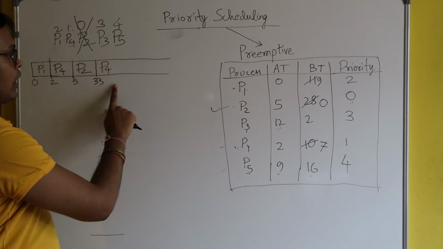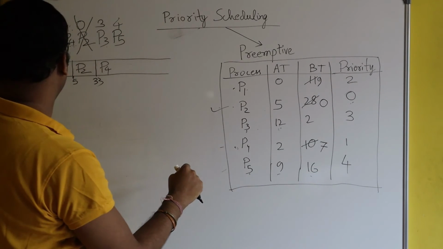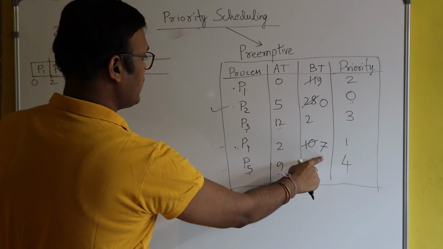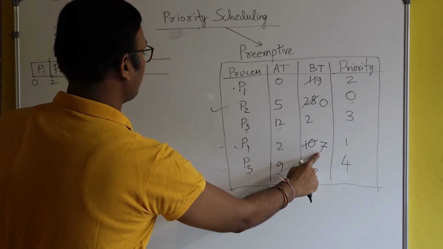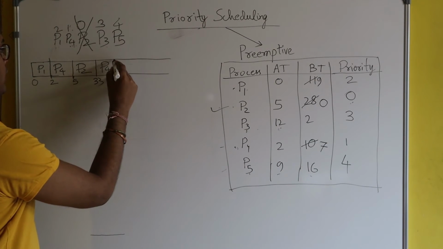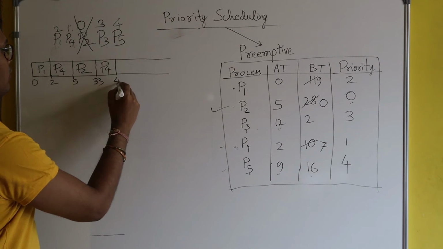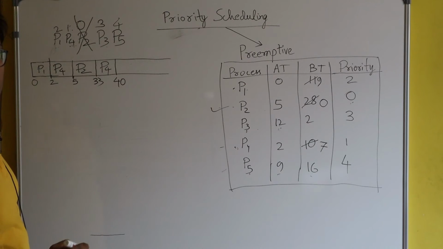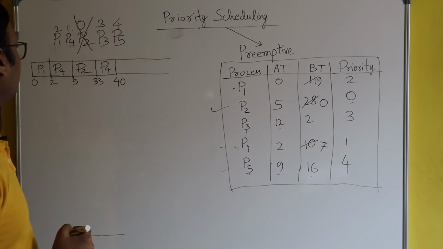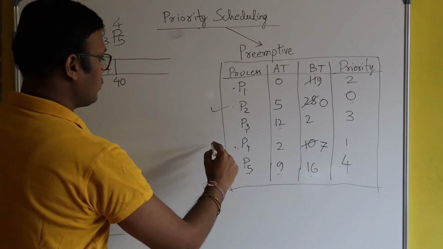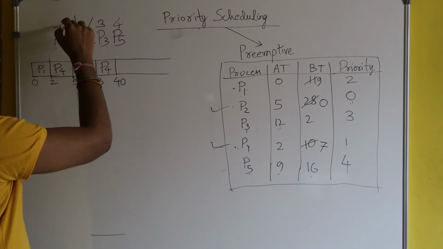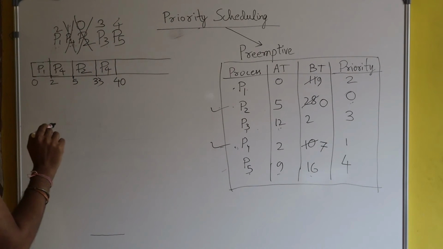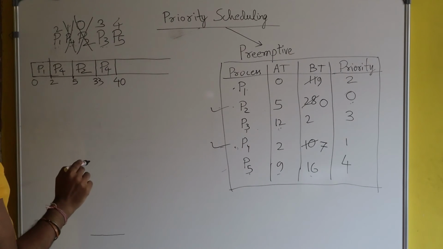Okay. So how much burst time is left for P4? 7 seconds. Okay. 7 seconds were left. So P4 will run for 7 seconds. It means what? 33 plus 7, 40. Fine. So now the task of P4 is also done. So here I will remove P4. So now P1, P3, P5.